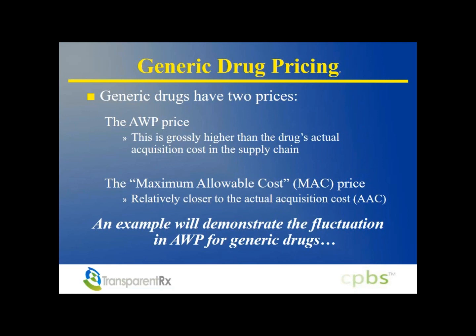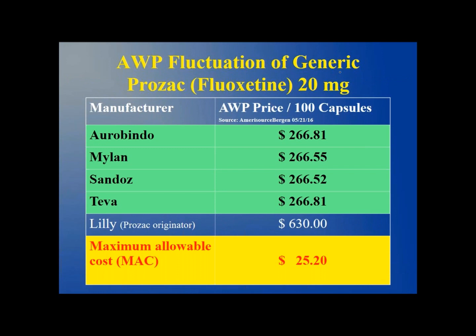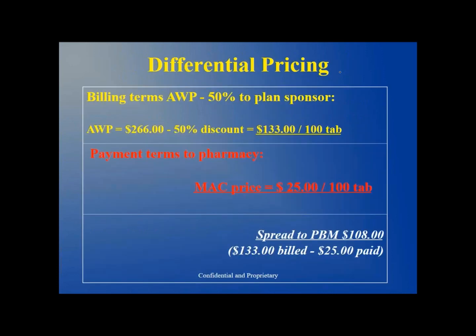This presents a problem, and it's called differential contracting. And I'm going to show you a real world example here, how this plays out. Take a look at fluoxetine, 20 milligram there, the AWP 266, the brand price in white 630, the MAC price $25.20. As you can see, the AWP is substantially higher than the MAC price. So with differential pricing and 50% discount, I know it's low, and it doesn't matter. I'm going to show you why here in a bit, but we're just keeping it simple right now on this slide.